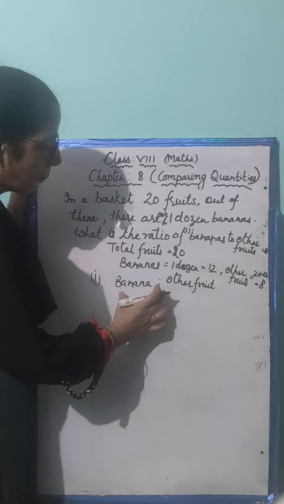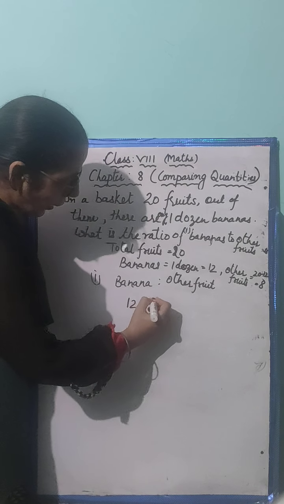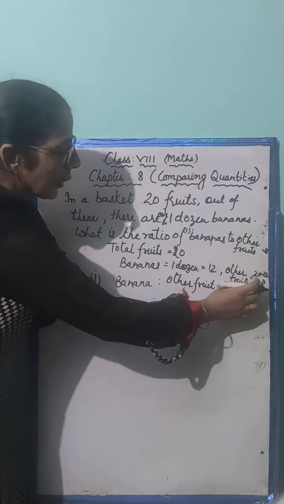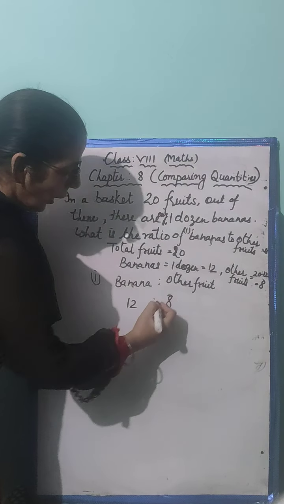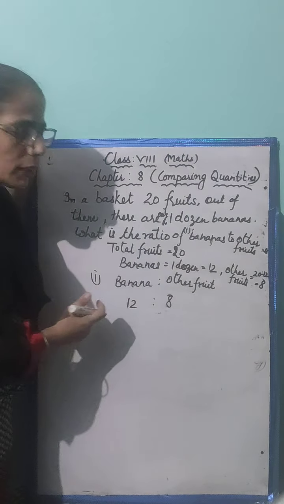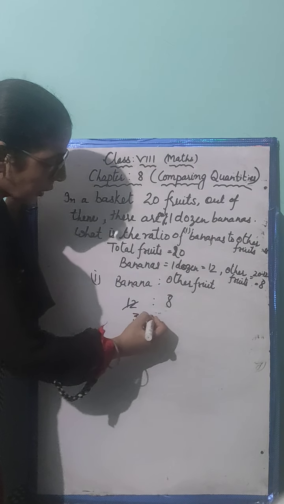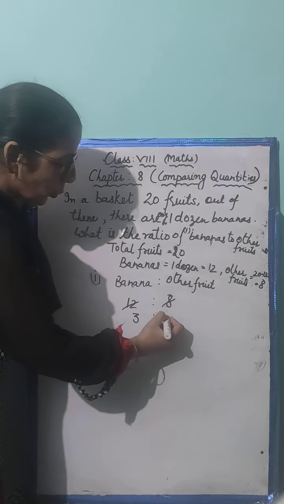I have to find banana ratio other fruit. So first I will write the number of bananas, then I will write the number of other fruits and make it simplest. This is not the answer. We have to make it simplest. Directly I can cancel it with 4. 4 3s are 12, 4 2s are 8.